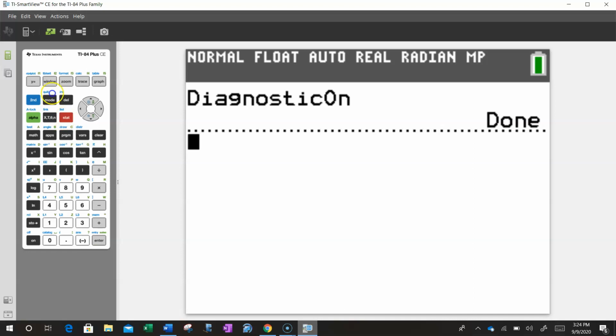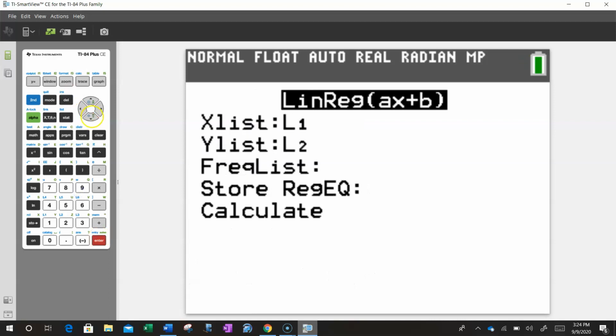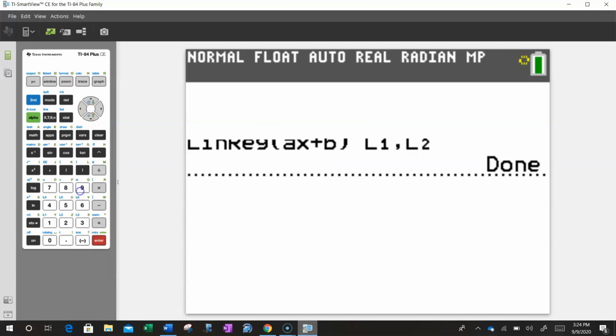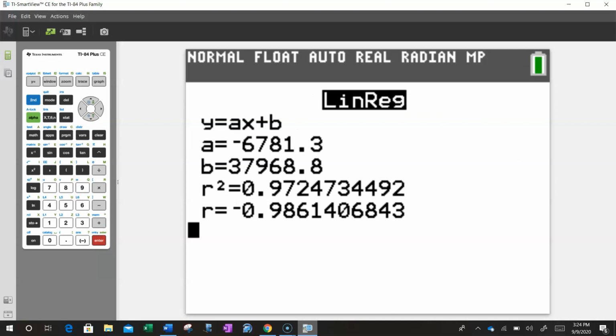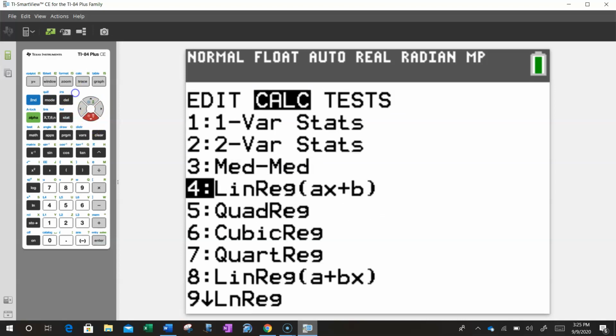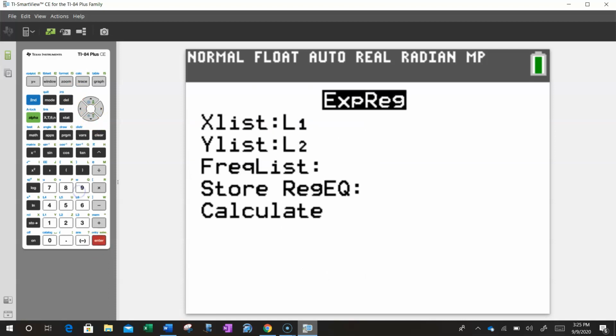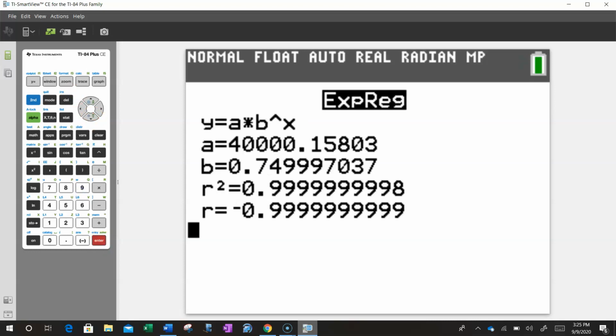So we're going to go back to stat, calc, and go to number 4, ln reg. We're going to go down to calculate, and bam, there it is. So we're going to write that down, and write down that r squared value. Then we're going to do the same thing for the exponential one. So we're going to hit stat, calc. It's option 10, but it says 0, exp reg, press enter. Do the same thing again, and write that down and write down that r squared value.